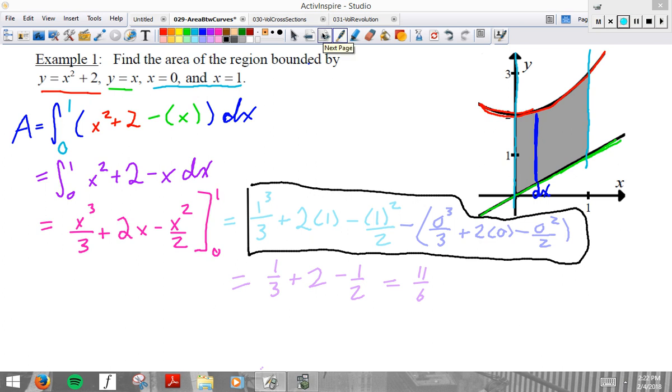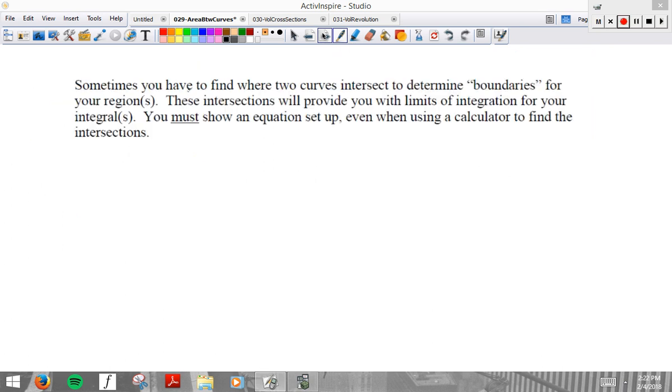All right, next example, that's really all there is to it in the basic case. In the more interesting case, sometimes you have to find out where two curves intersect to determine boundaries for my regions. These intersections will provide you with limits of integration for your integrals. I can't emphasize enough that the idea is that intersections are the boundaries, that intersections are the limits of integration, that these words all have to be synonymous in your mind.